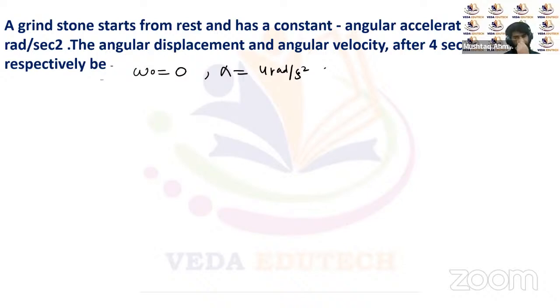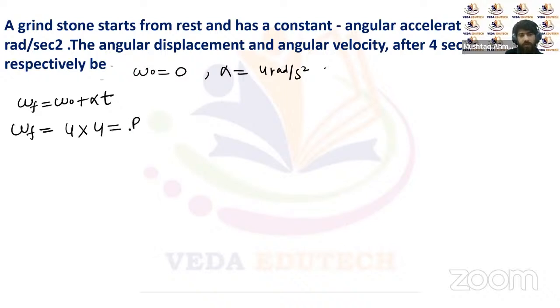So after 4 seconds, we have to find the angular velocity. We know that omega final is omega initial plus alpha t when the angular acceleration is constant. Initially it is starting from rest, so omega naught is 0. So alpha is 4 multiplied by t, that's 4. So 4 into 4 will be 16 radians per second. This will be the angular velocity after time t equal to 4 seconds.